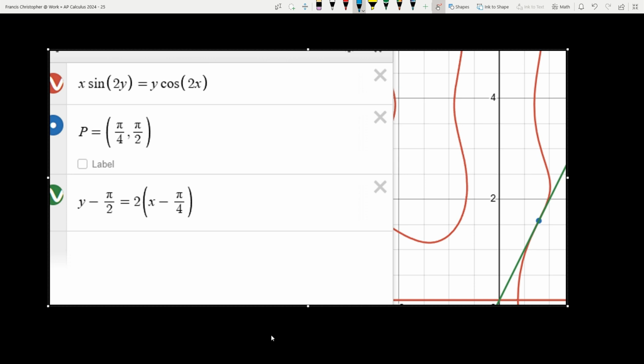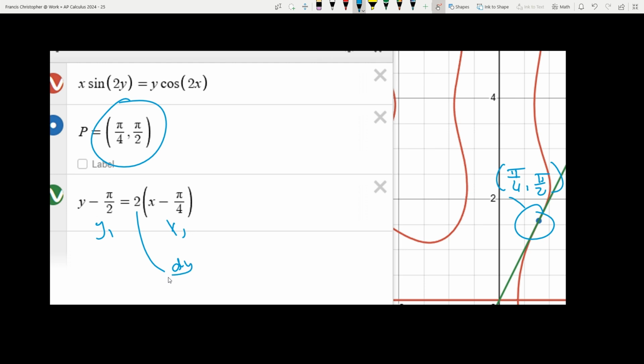So here I've taken a screenshot of a Desmos graph of that function, and as you can see, at our point pi over 2, which is here. This is pi over 4, pi over 2. Equation for the tangent line was this, right? So this is our y1, this is our x1, and this was our dy dx, the actual slope of this green tangent line. And clearly, this is tangent.